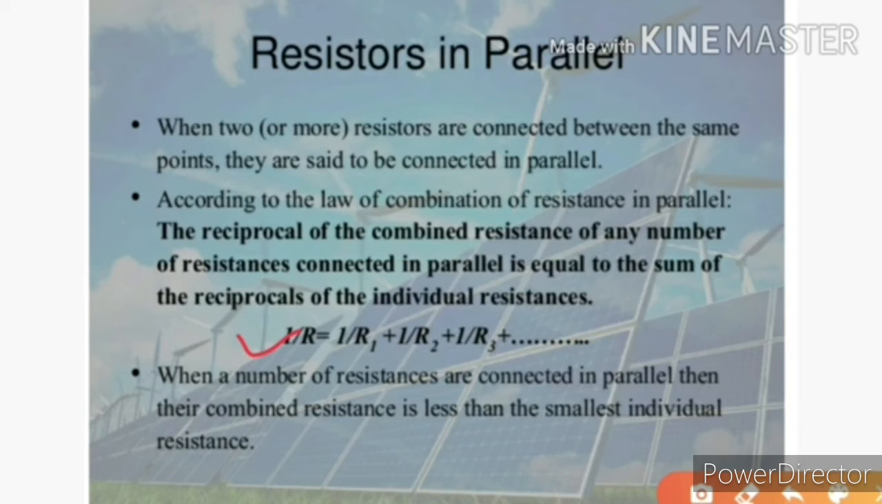When a number of resistances are connected in parallel, then their combined resistance is less than the smallest individual resistance. So the combined resistance value is less than the smallest individual resistance. जो combined resistance की वैल्यू आएगी, जो हमारे सिस्टम में सबसे कम वैल्यू का जो रजिस्टर है उसकी वैल्यू रेजिस्टेंस की, उससे भी कम आएगी. ओके, उससे भी उसकी वैल्यू जो कंबाइंड रेजिस्टेंस है उसकी वैल्यू कम आएगी उससे भी.